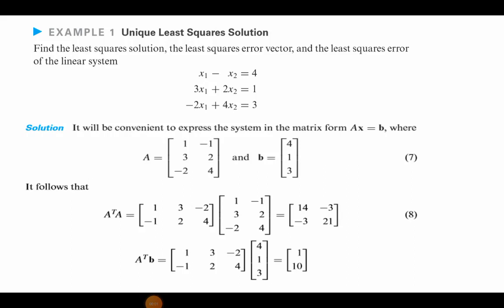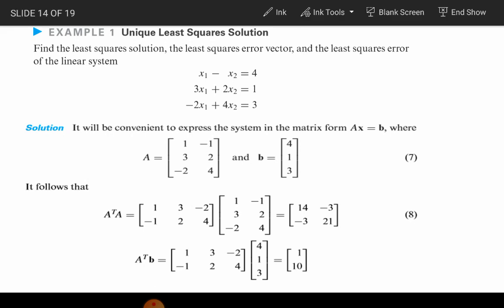Okay, we continue with unique least square solution for best approximation. Okay, example 1. We want to find the least square solution, the least square error vector and the least square error of the linear system.